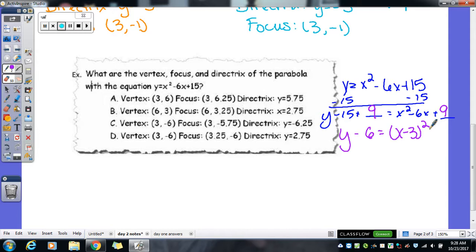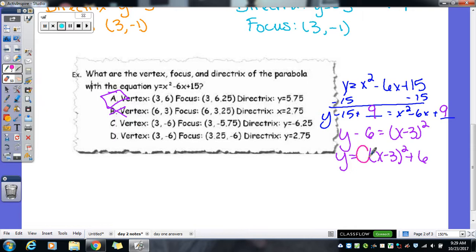And then what do we do with our 6? Yep. So automatically, right away, we can eliminate choice B. Our vertex is not going to be 0.36. I'm sorry, it's not going to be 6.3. It's going to be 3.6. So which one does it end up being? It would be A.